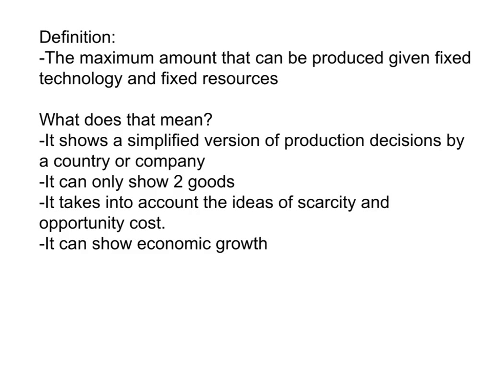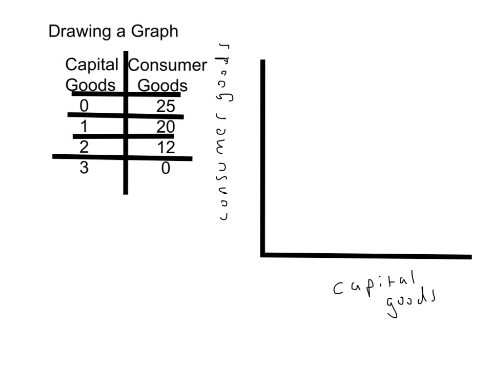It can only show two goods at a time. It takes into account the ideas of scarcity and opportunity cost, and it can help show economic growth or economic decline. When drawing a production possibility curve, you have to put labels on your axes. It does not matter which good goes where. I can put capital goods down here, or I can put consumer goods. I can put consumer goods here or capital goods. But for the sake of now, I'm just going to put capital goods on the x-axis, consumer goods on the y-axis.